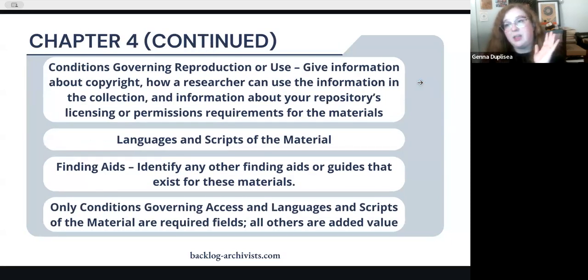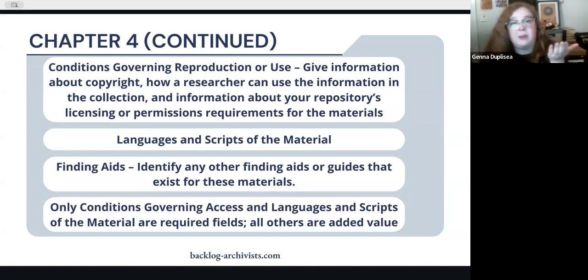But after a user comes in and looks at the stuff, what can they do with the stuff? So it's really important to include information about copyright, how a researcher can actually use this information, and if any of it is proprietary material, have the rights been transferred to the institution or not. Someone might donate their papers, but they still retain the copyright. So if you want to reproduce a photograph, you still have to go back to that person or their estate or their family to get permission.